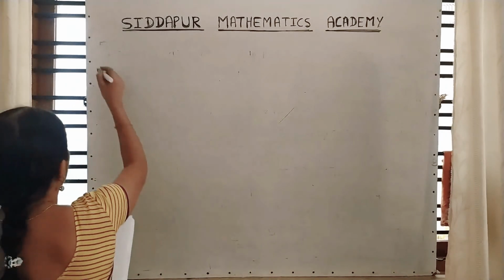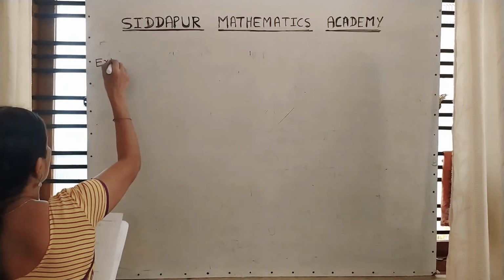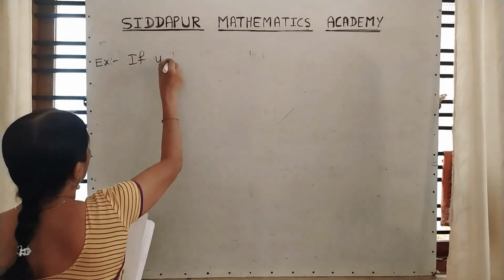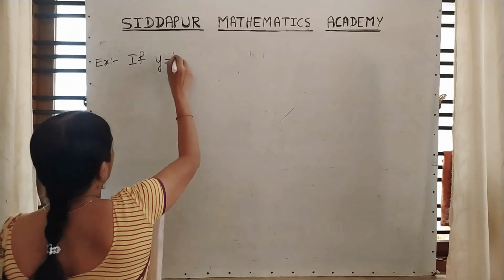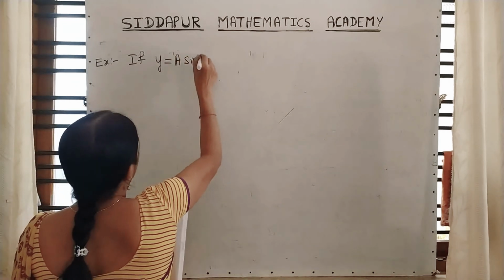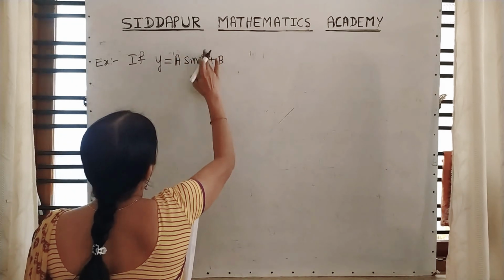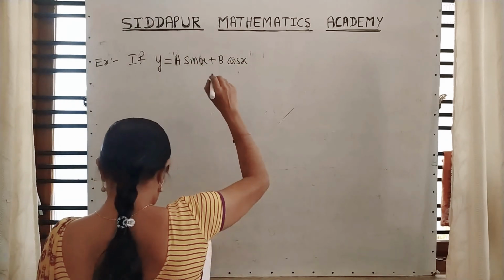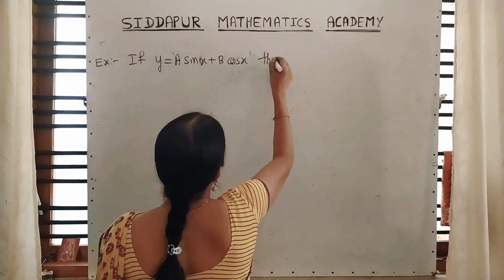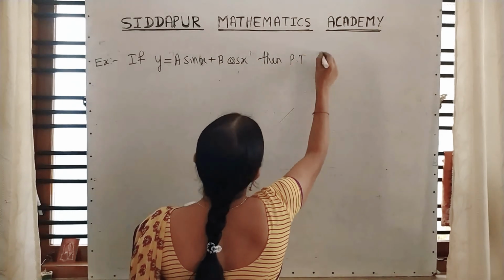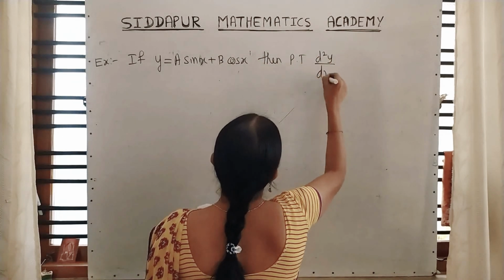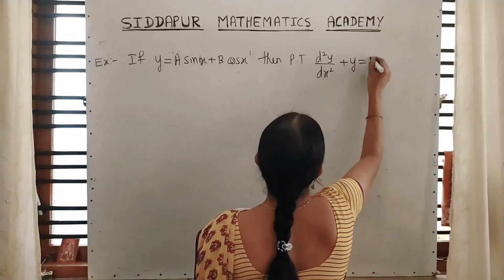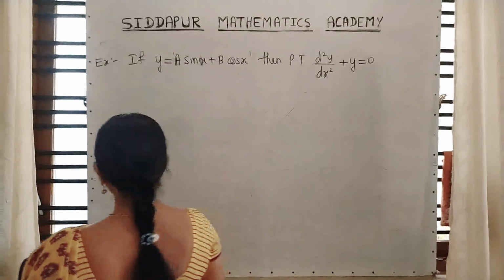One example already I explained in the last class. The next one. If y is equal to a sin x plus b cos x, then prove that d square y upon dx square plus y is equal to 0.